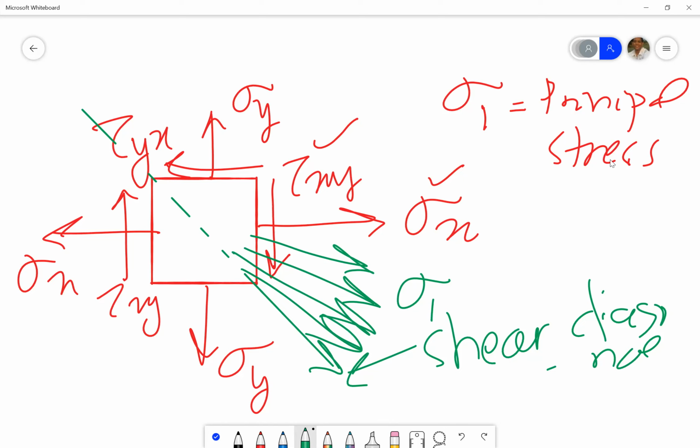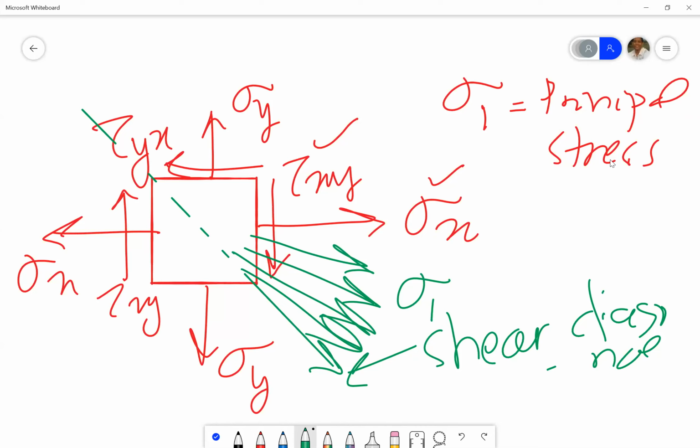The other way you can say it, the direction of sigma 1, the principal stress, will lie between the algebraically largest normal stress and the shear diagonal. So, is it clear now?